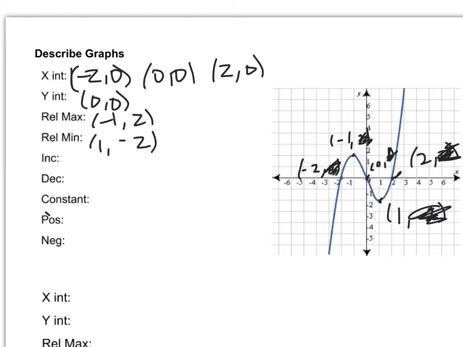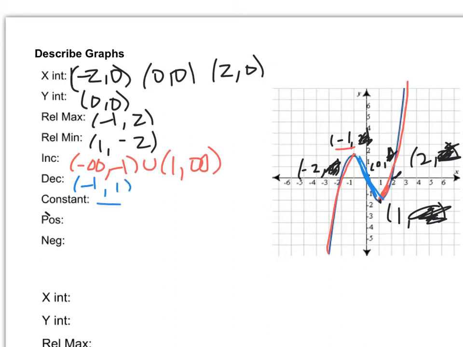So next we're looking at increasing. Increasing means it goes up from left to right. So I'm going to draw my graph where that's happening. It's two pieces. It starts from the left, -infinity, and stops at -1. Then it begins again at +1 and goes to infinity. Decreasing means going down, or a negative slope, and that's happening between -1 and 1. I don't have any situations on here that are constant.